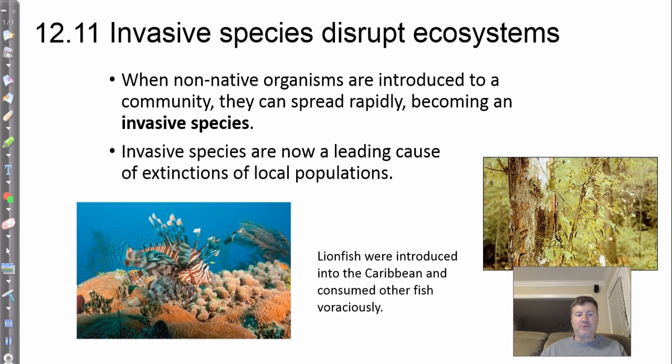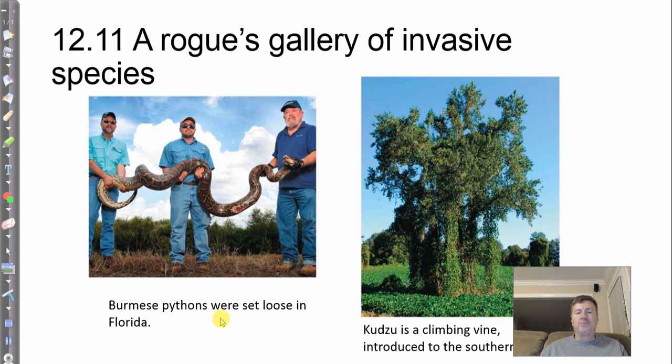Here's some more examples. Here's another example. Burmese pythons were set loose in Florida. People would get these pythons, raise them, and then they get too big and let them go. Well, the pythons began to take over and do a lot of damage, eating a lot of the prey items that were normally prey for other species that lived in the Everglades.